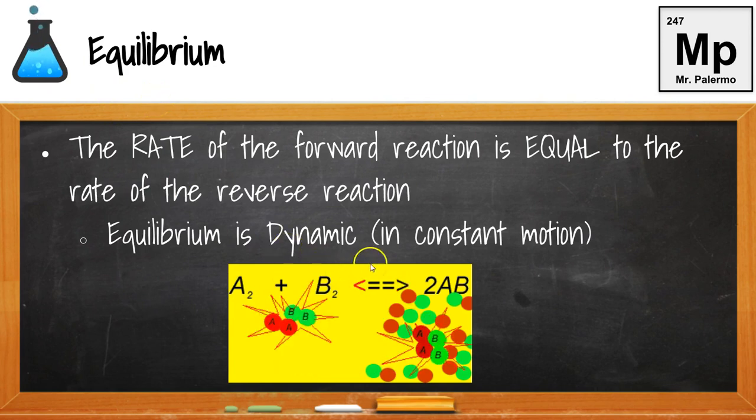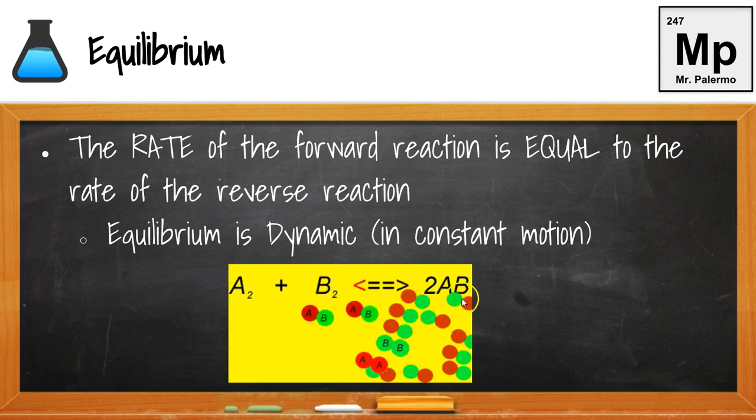You can see here we have two reactants, A and B, and they're forming this compound AB. The rate at which that is happening, as you see in this animation, equals the rate at which AB is breaking back apart into our individual reactants, A and B. And so it's said to be dynamic. It's in constant motion. A common misconception is that at equilibrium everything stops, and that's not the case. Both things are occurring at the same rate, and so it looks like nothing is changing. But there is still continuous motion.